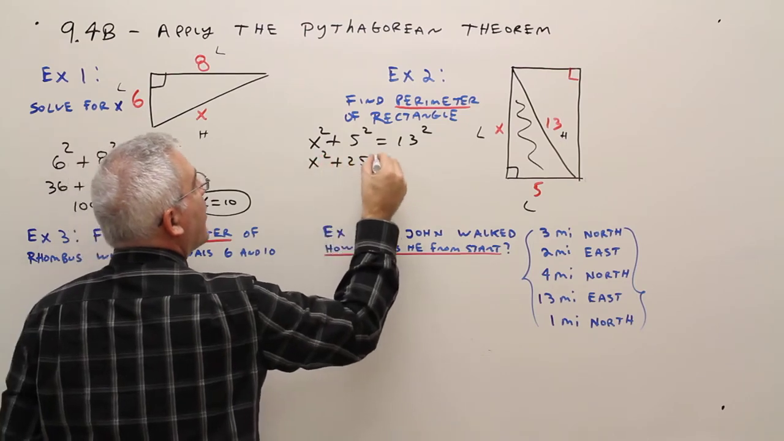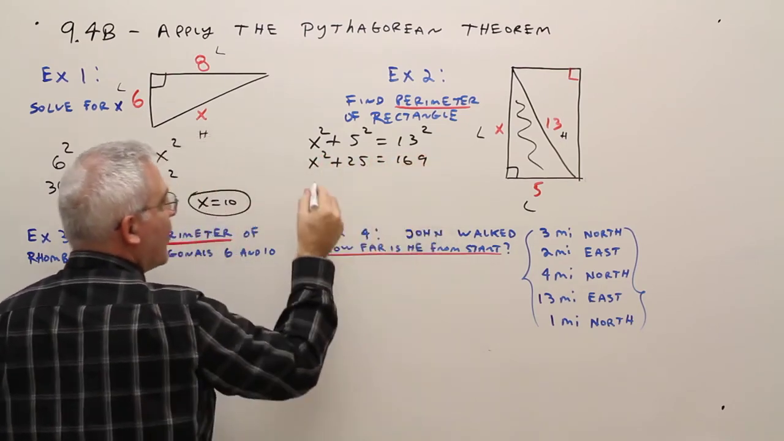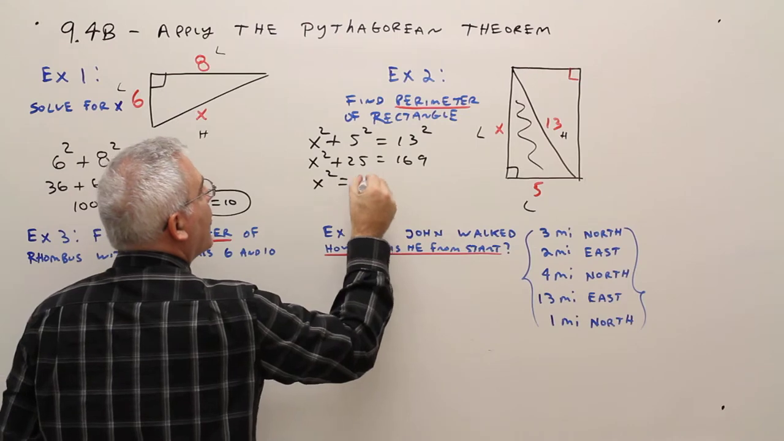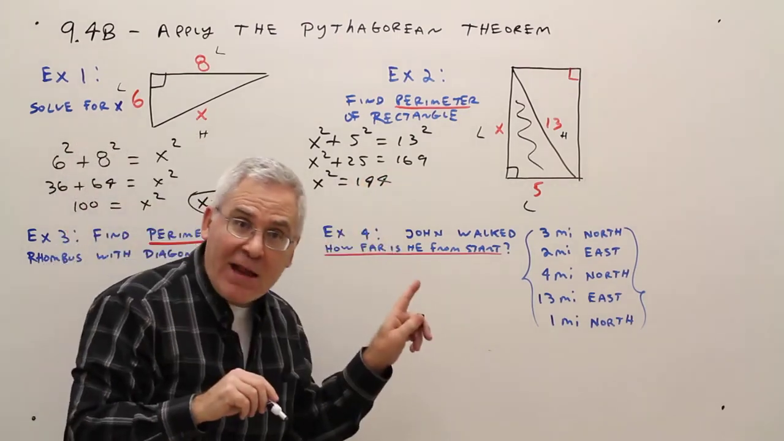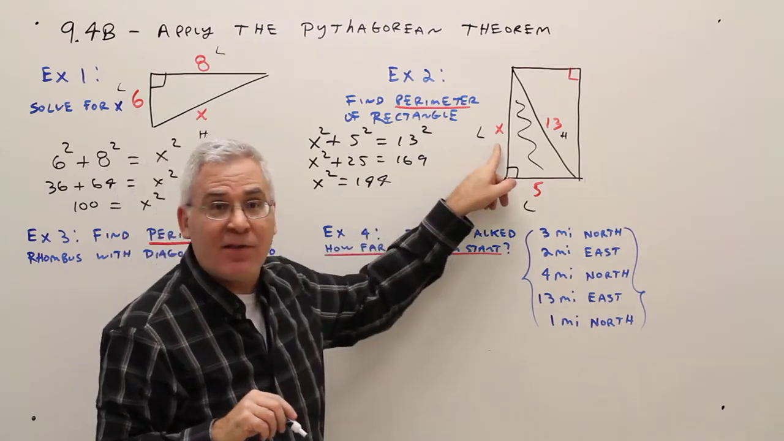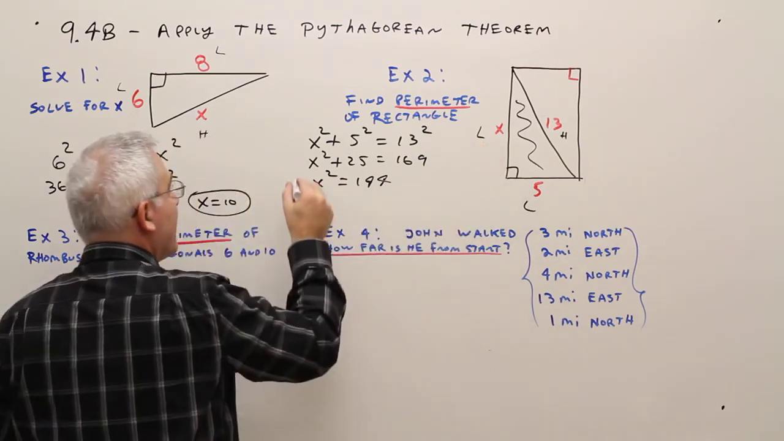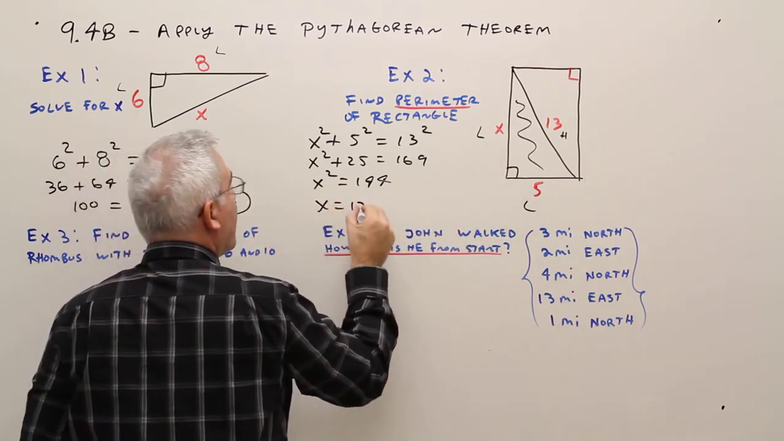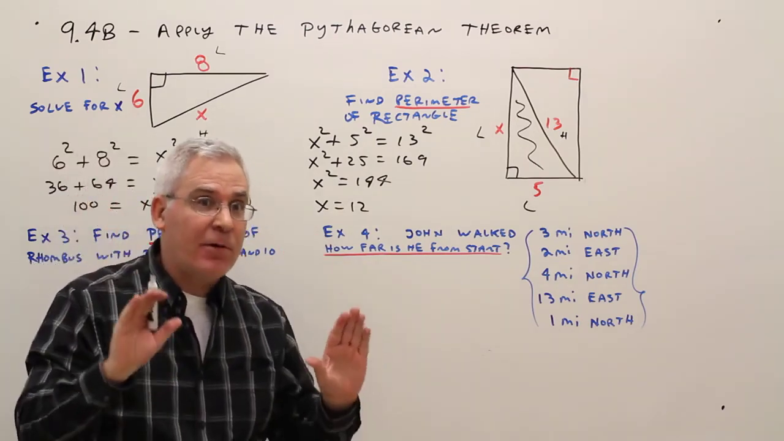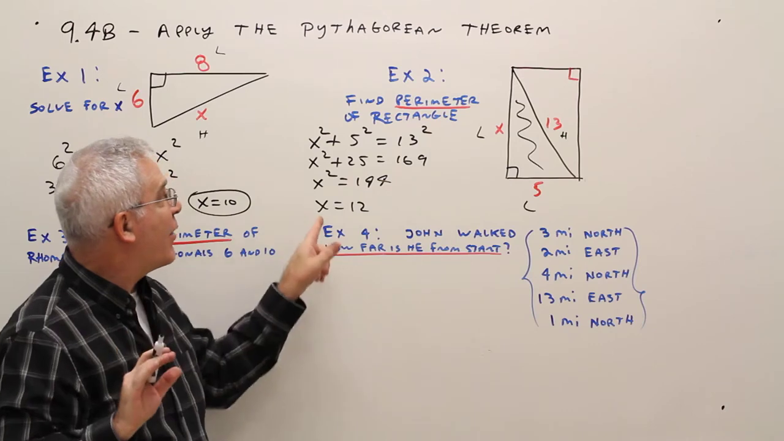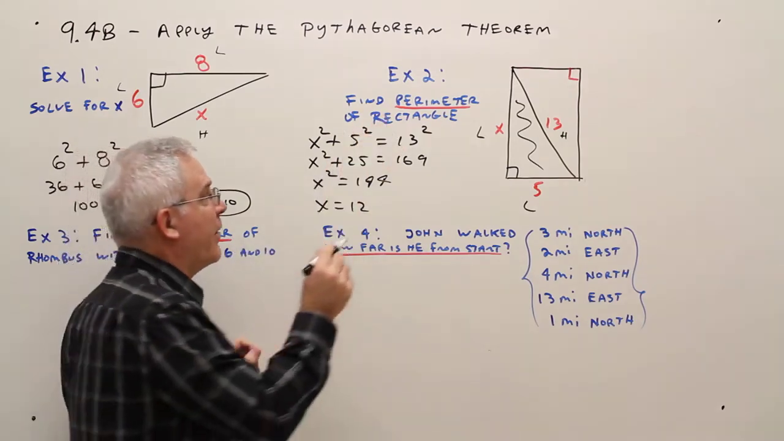X squared plus 25 equals 169. X squared equals 144. Again, I won't do plus or minus the square root because a side length cannot be negative. So x equals 12. Now, very often students stop there because they solve for x. They don't care about x, they want the perimeter.